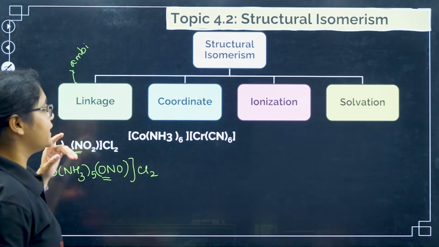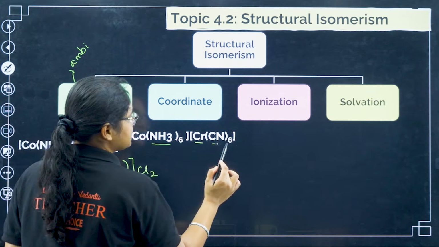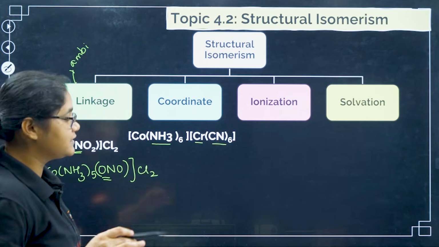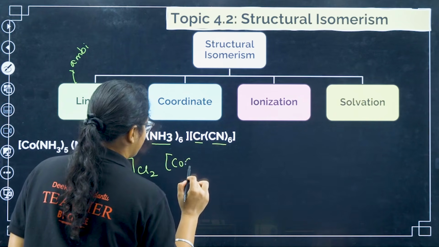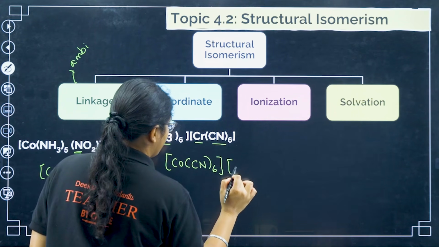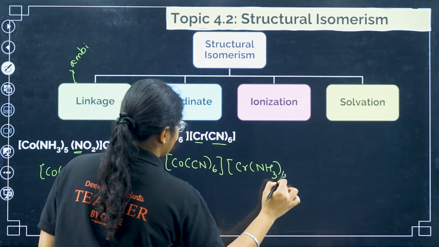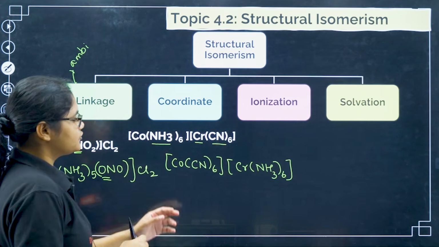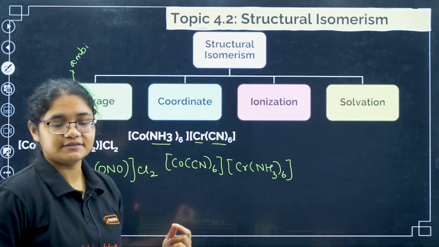Next we have coordinate isomerism. Here you can see [Co(NH3)6] and [Cr(CN)6]. Now if I just cross-change or exchange them, you will get [Co(CN)6] and [Cr(NH3)6]. Right. So here there is an exchange of ligands between the coordinate pairs, we call it coordinate isomerism.